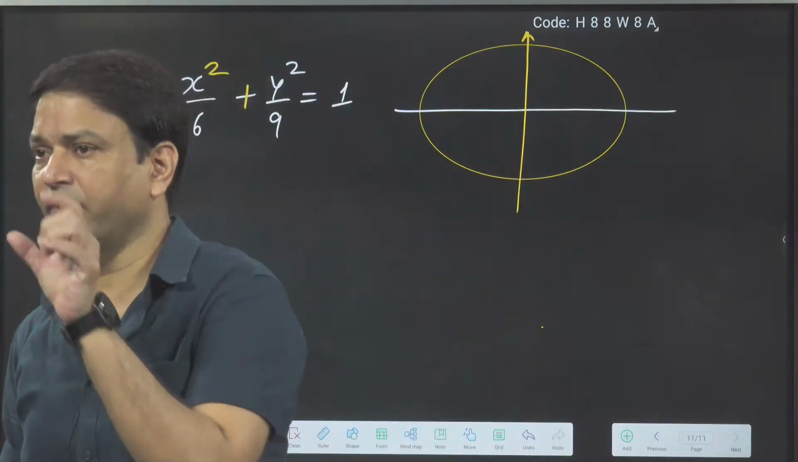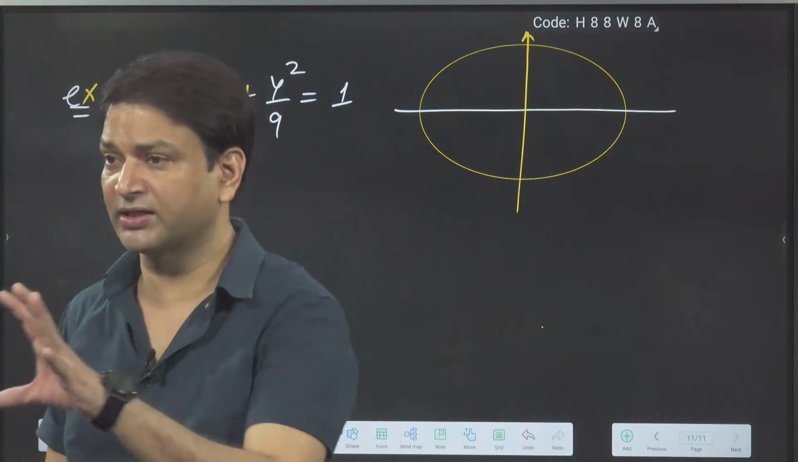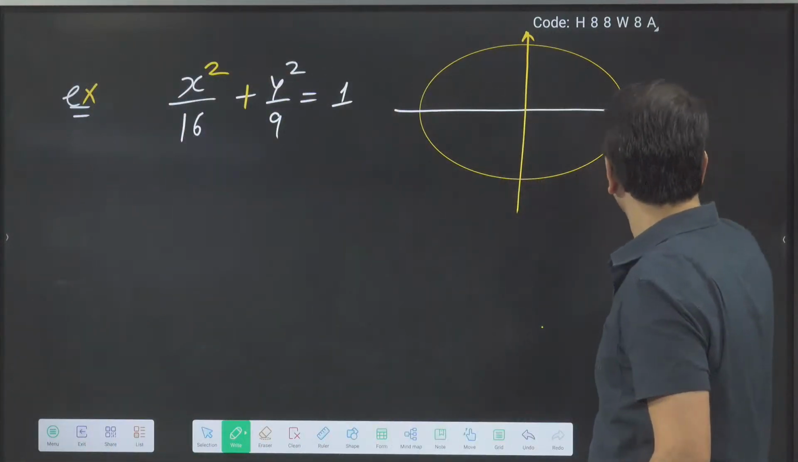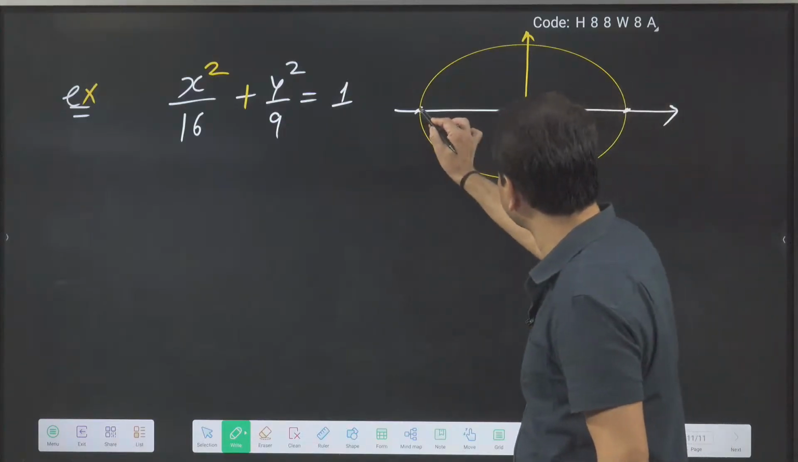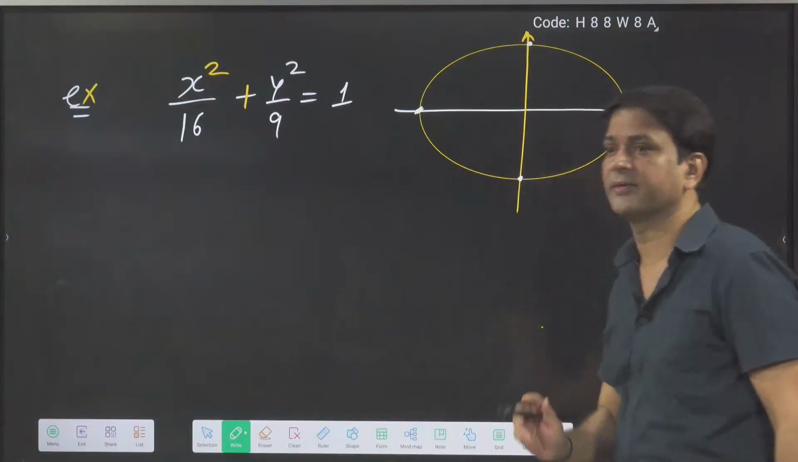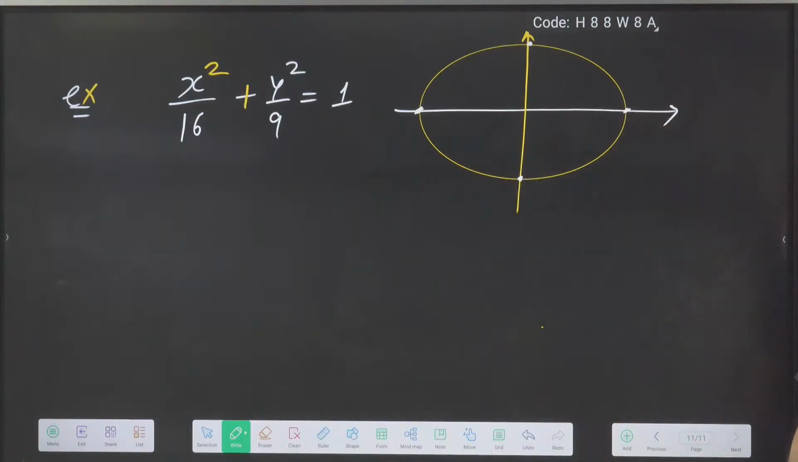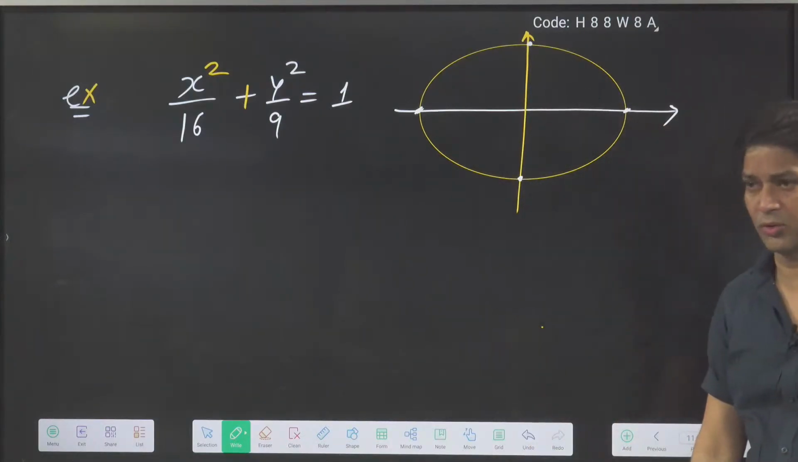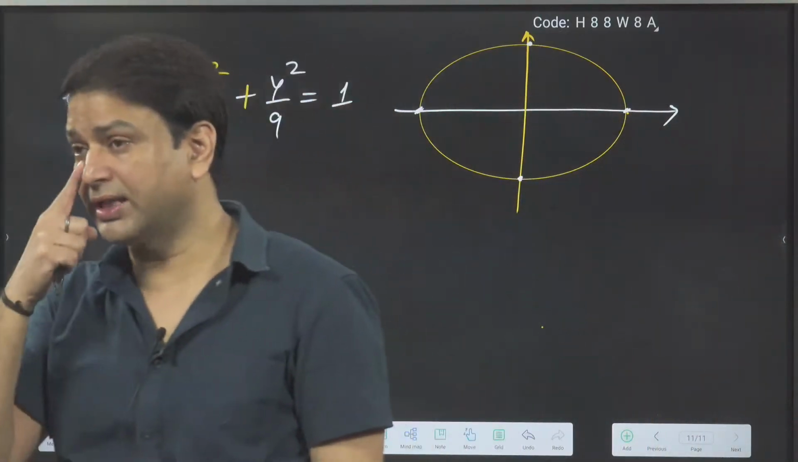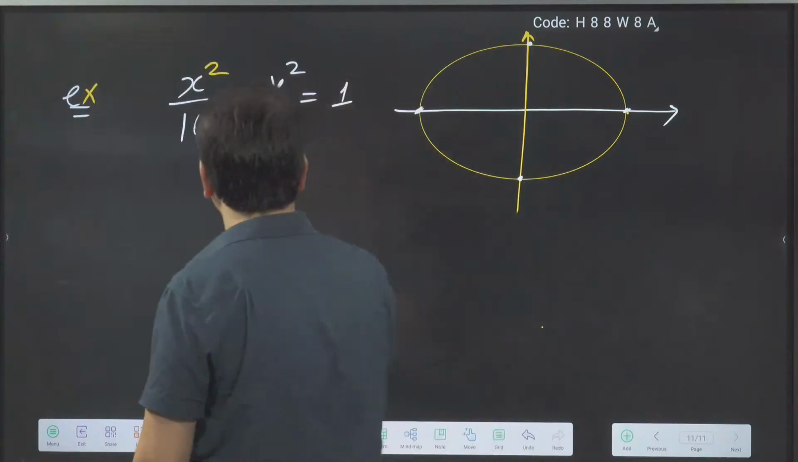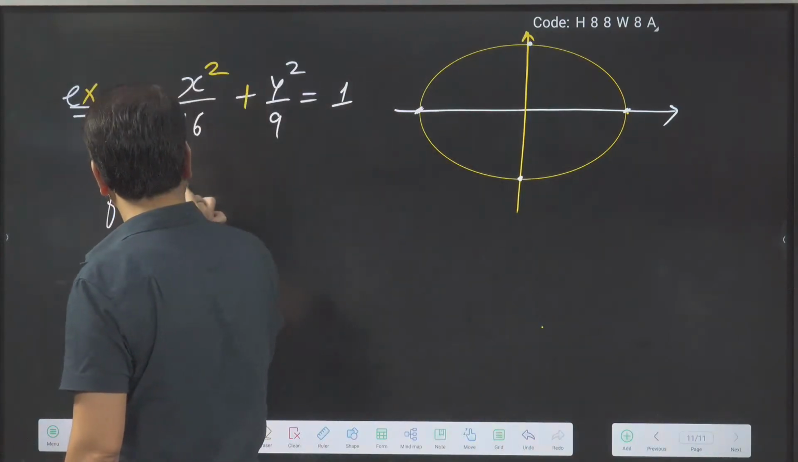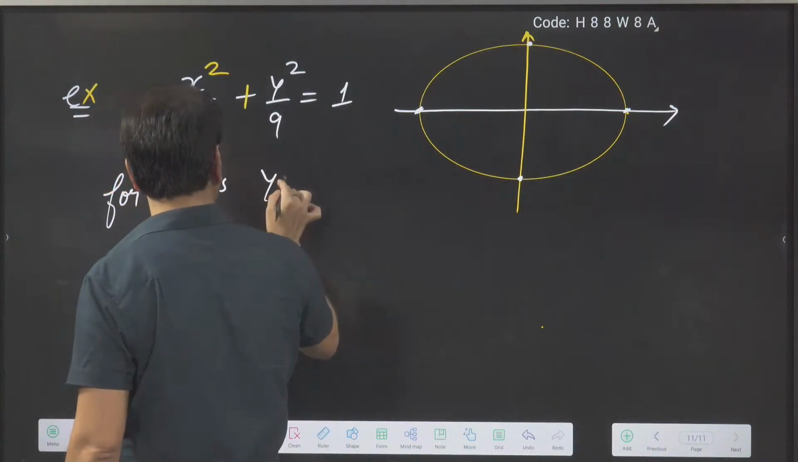Suppose I want to check where this ellipse will cut the x-axis and where it will cut the y-axis. According to the figure, here it is cutting the x-axis and here it is cutting the x-axis, and here it is cutting the y-axis and here it is cutting the y-axis. So the ellipse cuts the x-axis at 2 points and the y-axis at 2 points. How will I get them? On the x-axis, the y value is 0.